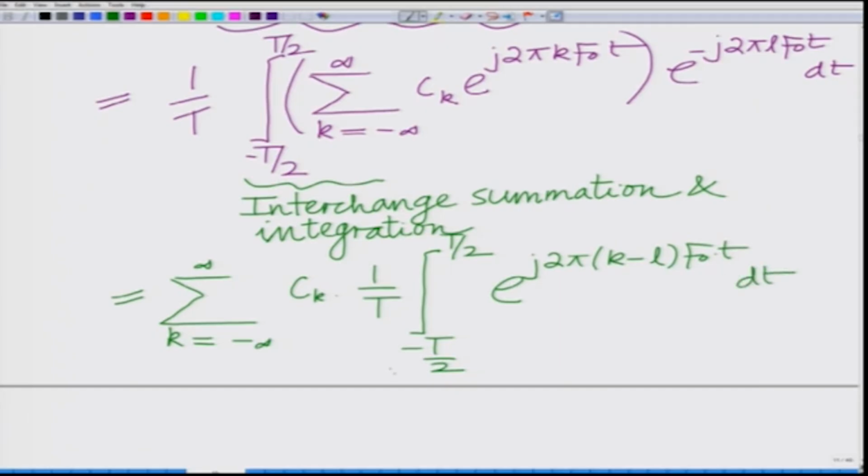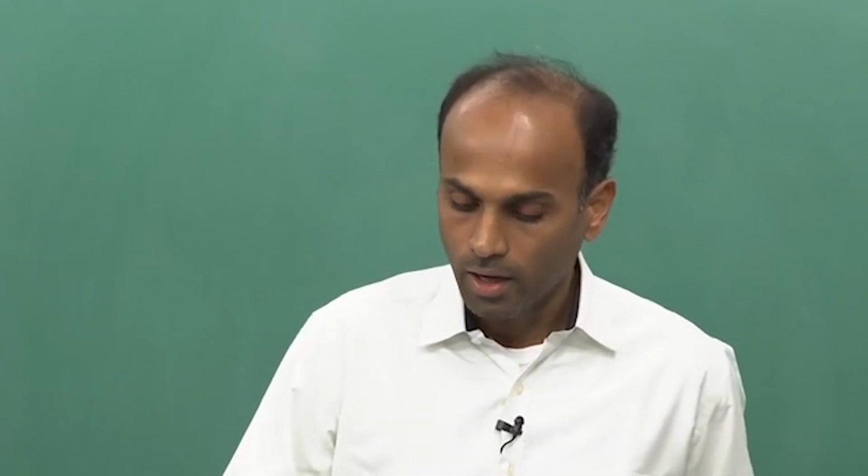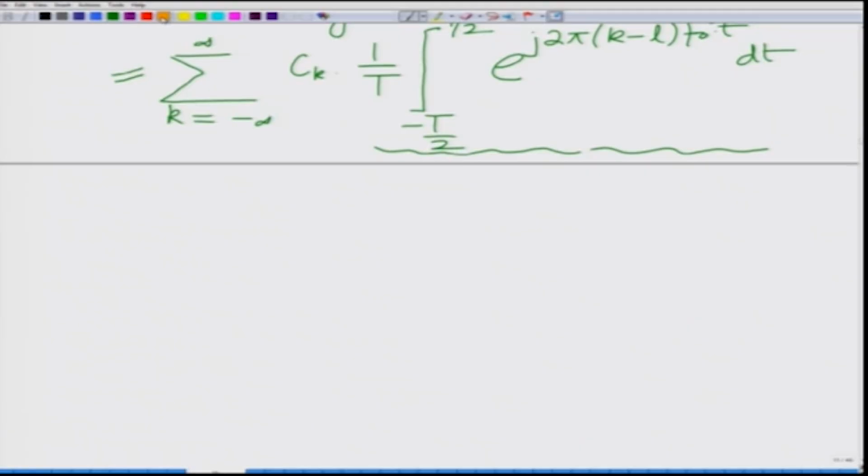Now, let us look at this integral, 1 over T integral from minus T by 2 to T by 2 of e to the power of j 2 pi k minus L f naught t. Let us try to find out the properties of this integral, and we will see this has a very interesting property.